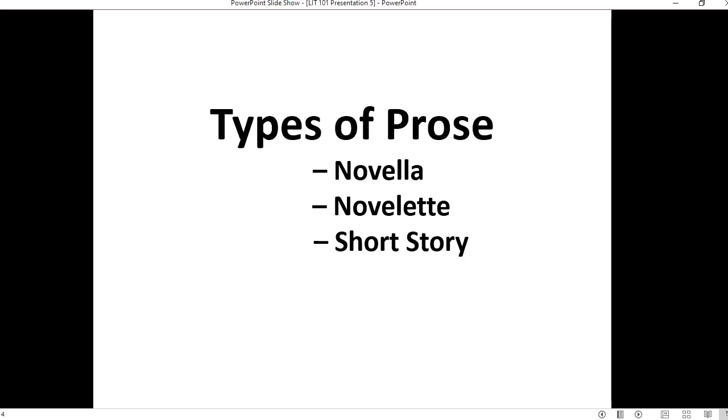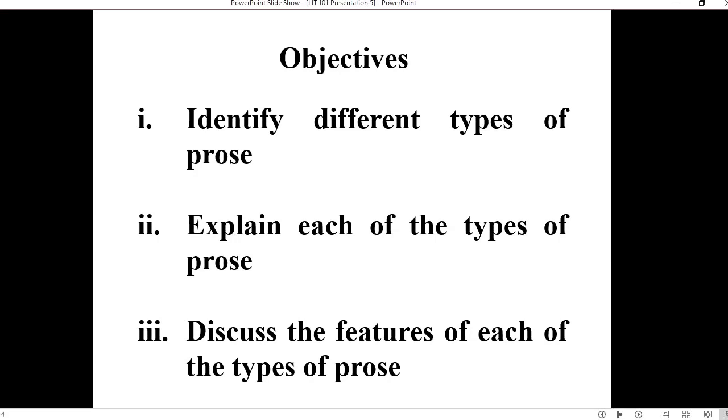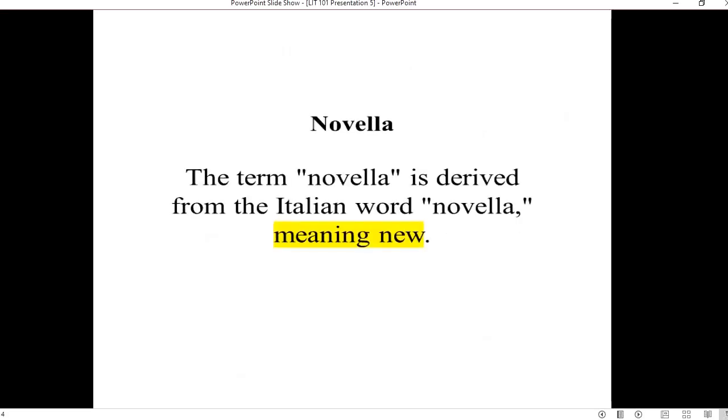But today, we will look at the remaining types, which are the novella, the novelette, and the short story. Before we proceed, we need to remind ourselves that by the end of this lecture, you should be able to identify and explain the different types of prose fiction we have and separate one type from the other through the explanation of the features that set each of the types apart from the other ones. So we are starting with the novella.